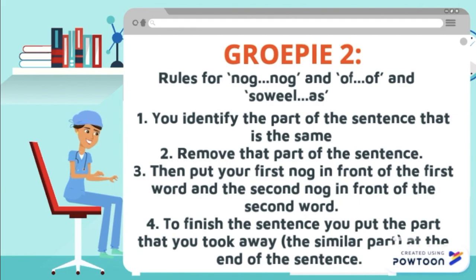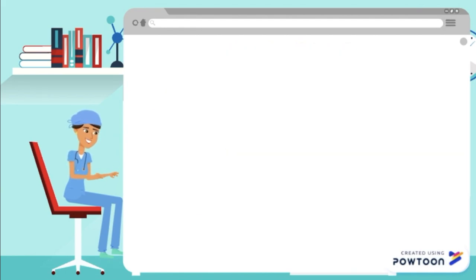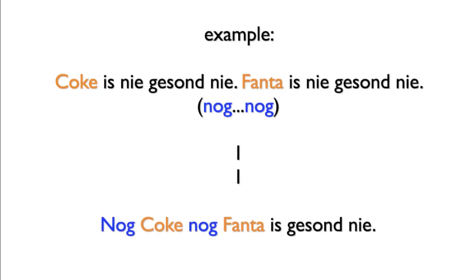To make this rule a little more understandable, let's take a look at our final example of the day. We're given the sentences, Coke is nie gesond nie, Fanta is nie gesond nie, and we're supposed to join them with noch and noch. Now, the first thing we do is identify which parts of the sentences are the same, and it's pretty easy to see. The is nie gesond nie is repeated in both of the sentences. So we remove that. Coke and Fanta are the two words that are left, so we put a noch in front of each. Noch Coke, noch Fanta. We then put the rest of the sentence that we'd removed back at the end.